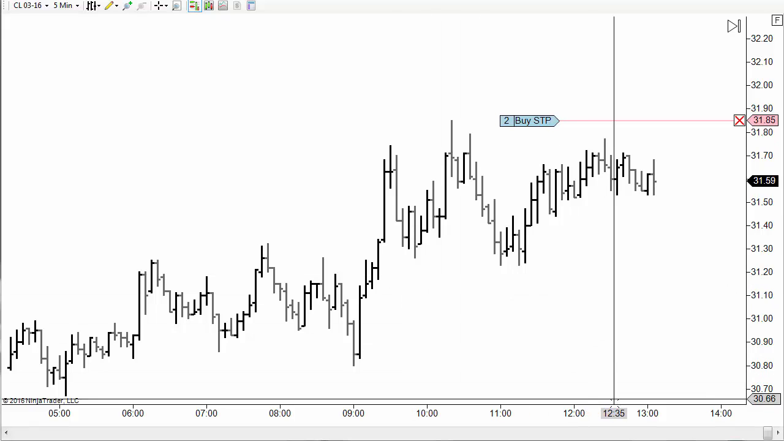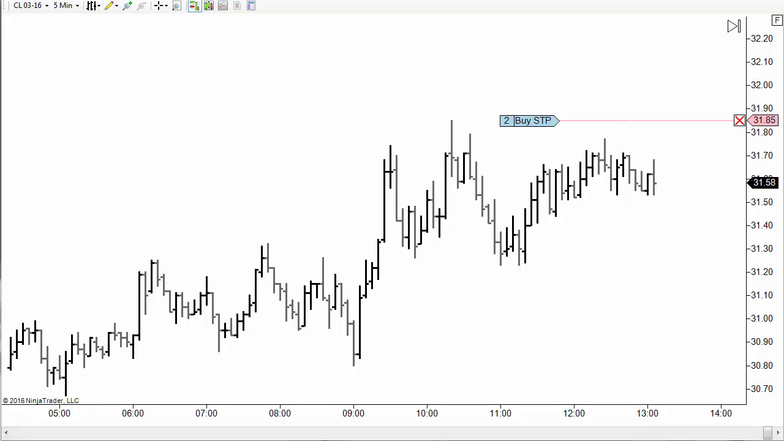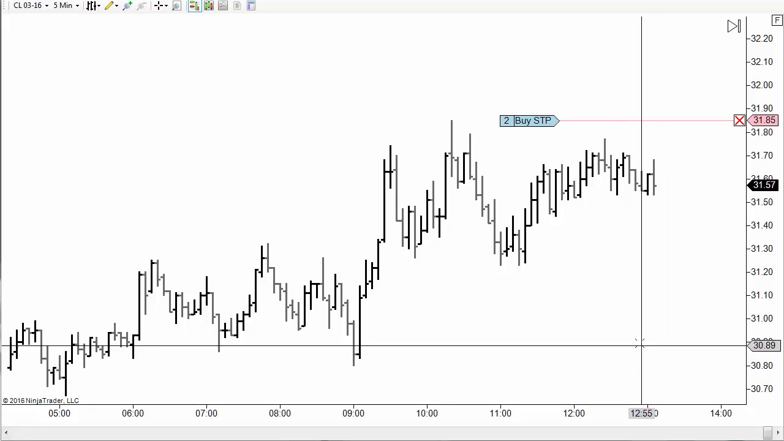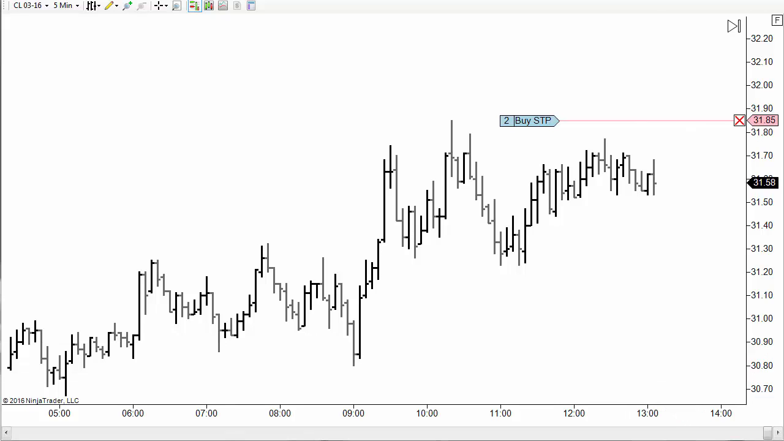So today we're going to be creating a quick trade setup. It's 1:04 in the afternoon, so I'm going to try to place a trade live and go for at least 10 to 20 ticks in the oil market.